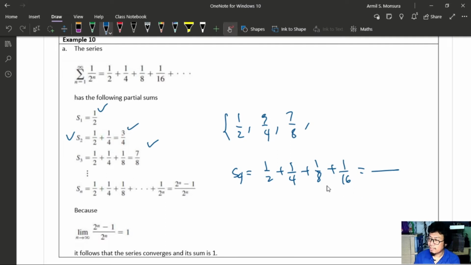So the LCD of this is 16. So this is 8 plus 4 plus 2 plus 1. So this is 12, 14, 15. So this is 15 over 16, and so on.